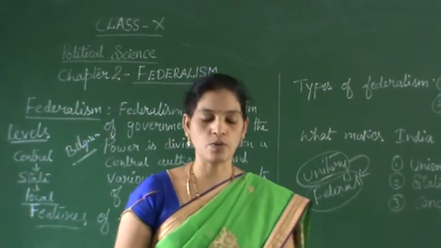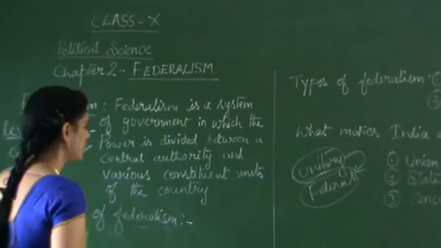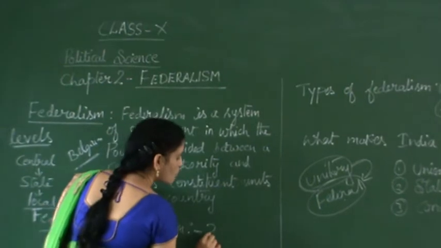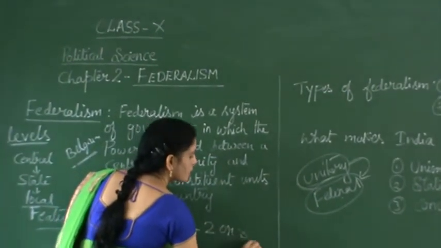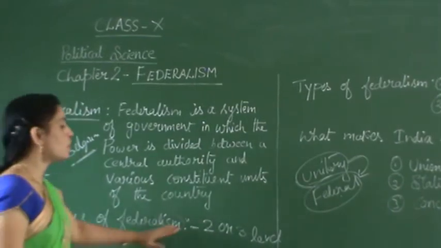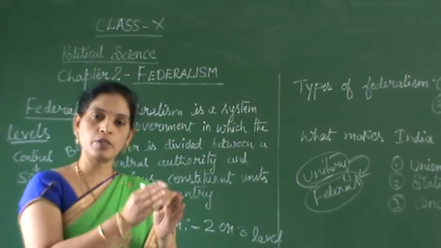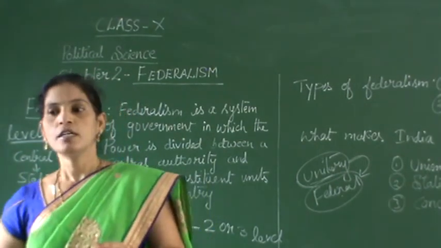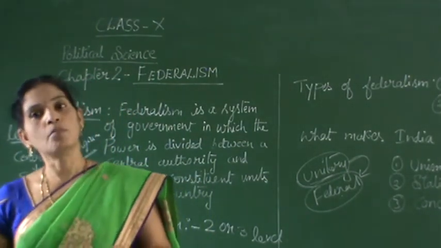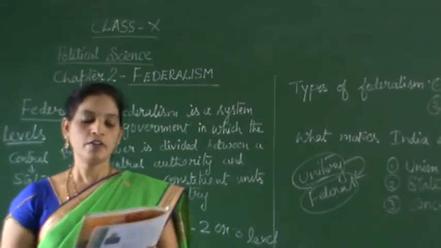The first feature of federalism is that there are two or more levels of government. In federalism, generally we have two or more levels of government, which means the power is distributed among two or more levels of government. That is the first feature of federalism.